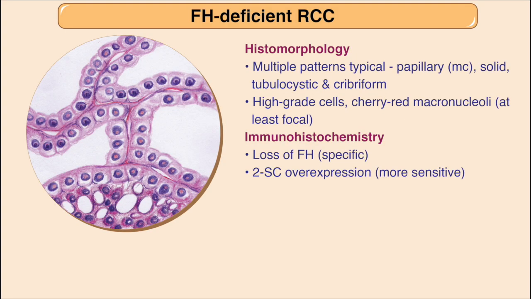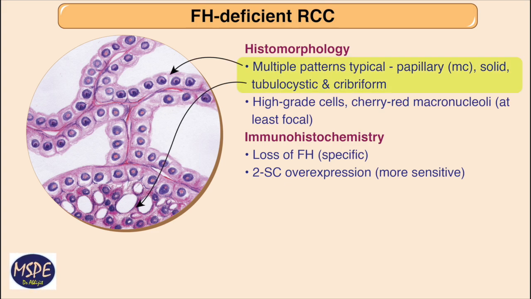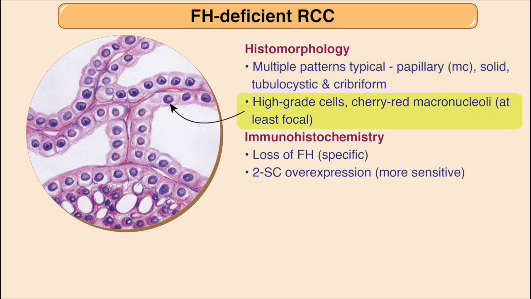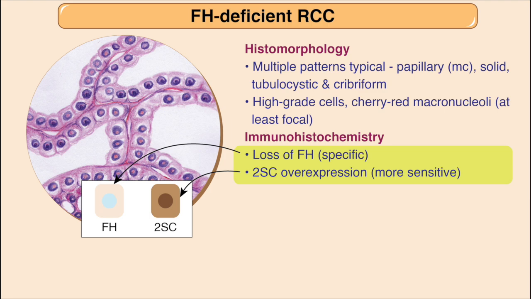FH deficient RCCs typically have multiple morphological patterns. Most common is the papillary, followed by solid, tubulocystic, and cribriform patterns. High-grade neoplastic cells with cherry red-like macronucleoli are common. They can be seen at least focally. Loss of FH staining is highly specific for FH deficient RCCs, while 2SC or 2-succinylcysteine is more sensitive in these tumors.